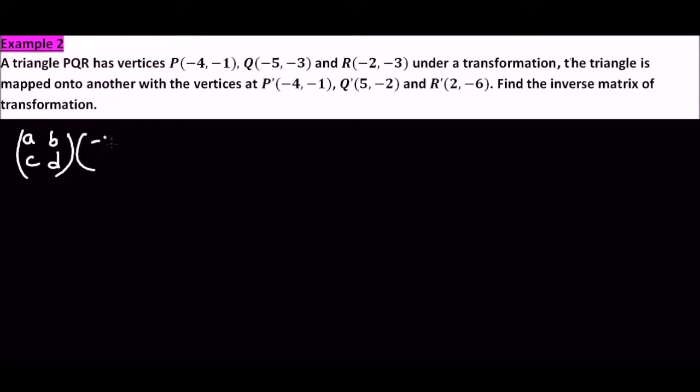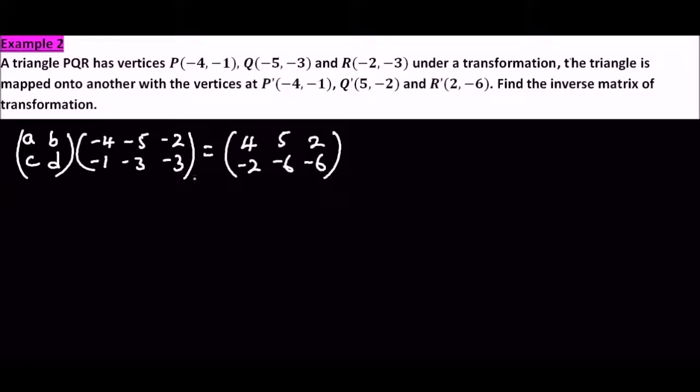This is minus 4, minus 1. This is minus 5, minus 3. This is minus 2, minus 3. When you multiply, it should give you the matrix formed by the vertices of the image. So this should give you 4, minus 2. Then we have 5, minus 6, and we have 2, minus 6.